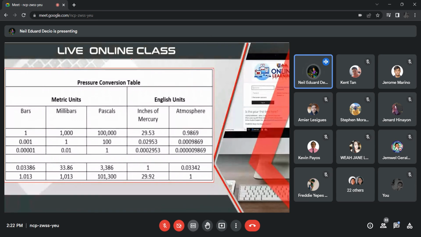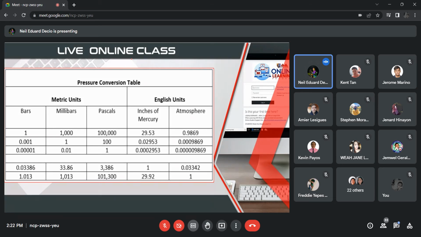Okay, 1 bar is equal to 1,000 millibar. 1 bar is equal to 100,000 pascals. 1 bar is also equal to 29.53 inches of mercury, and 1 bar is equal to 0.9869 atmosphere. So let's have an example on how we convert. Based on this table, so our answers are the same. Let's try to convert bars to atmosphere.